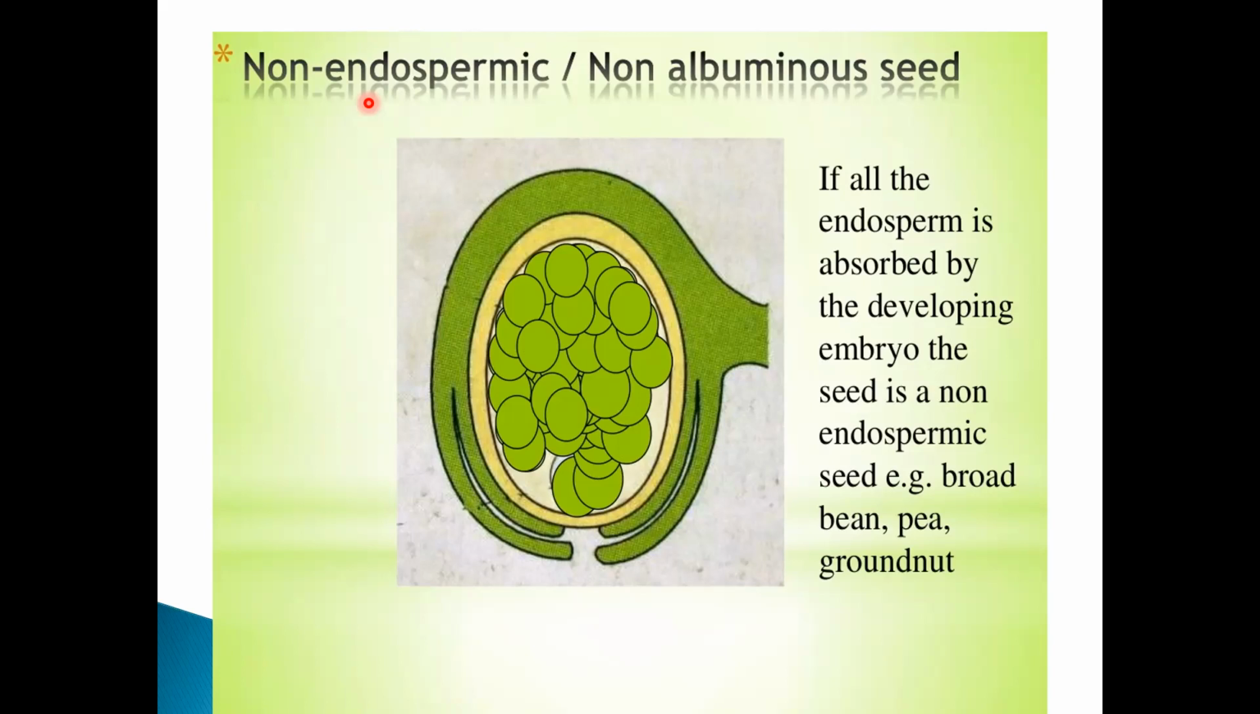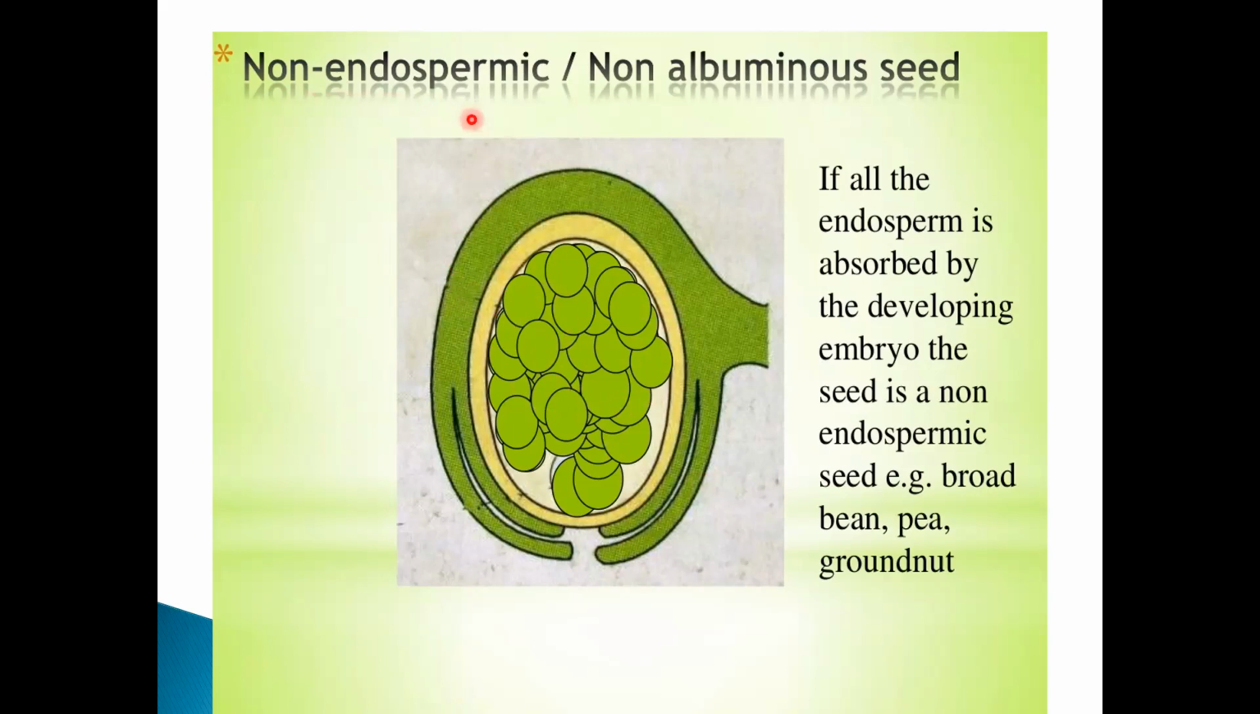So, if all the endosperm is absorbed by the developing embryo, the seed is a non-endospermic seed. Examples: broad bean, groundnut, and pea. If the embryo takes up all the endospermic tissue for its development, there doesn't remain any endosperm. Such seeds are called non-endospermic, meaning there is no endosperm present at all.